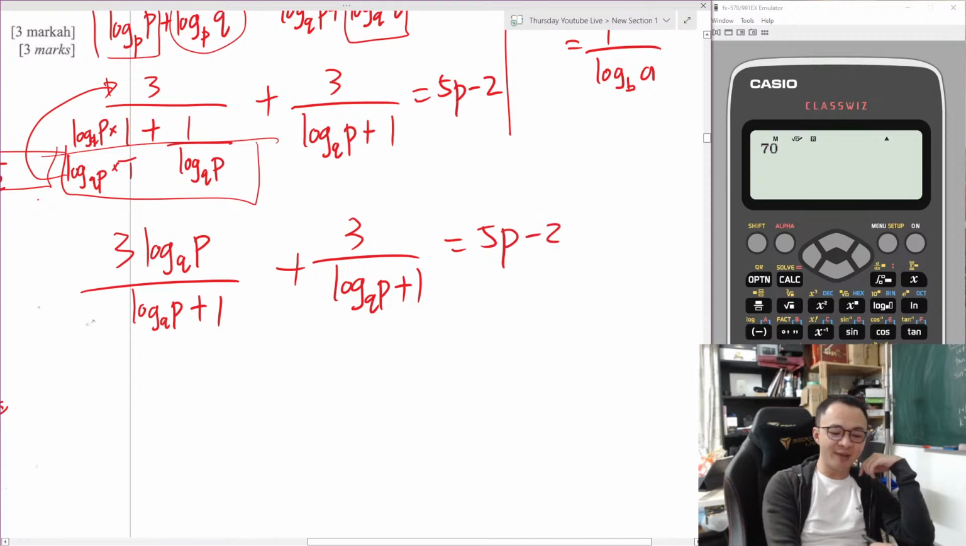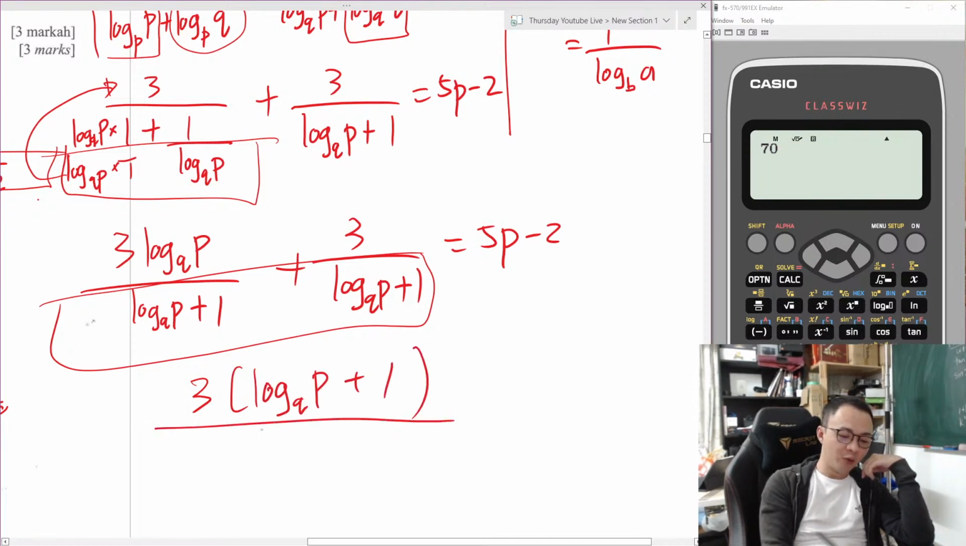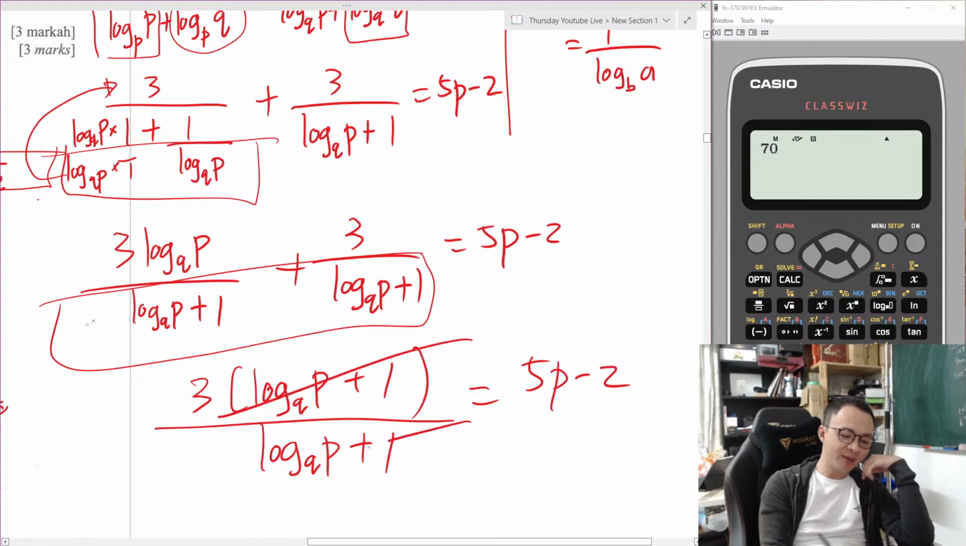I realize they have the same denominator also, right? Then I will factorize. I can join them together and factorize out the 3. So this is 3 times log QP plus 1 over log QP plus 1 equals to 5p minus 2. And then the same thing I can eliminate. Then 5p equals to 5p equals to 1. Then I'm done.